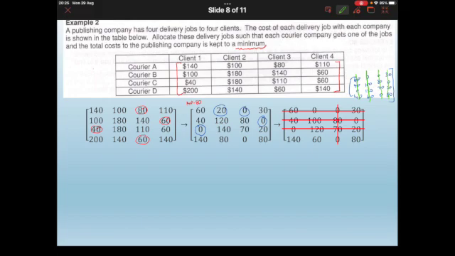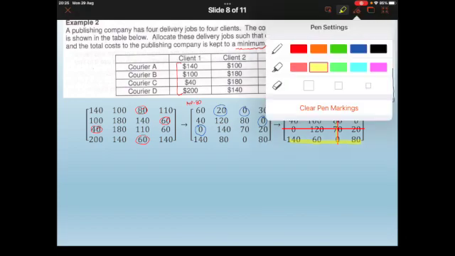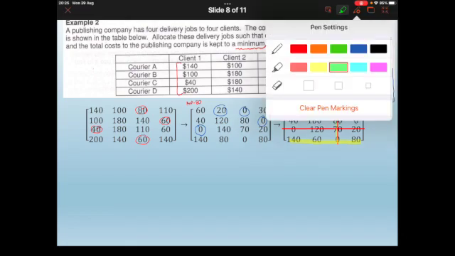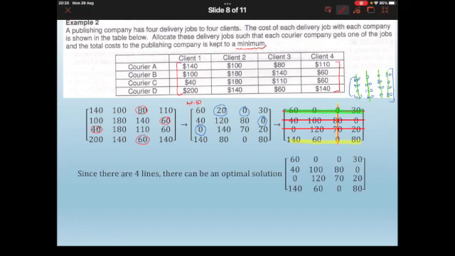Of course, you can do 4 horizontal lines as well. There's nothing wrong with that. So just make sure that you do not double cross, as in you do not cross here, and then cross this one again, because there's only 1 zero here. You're crossing 1 zero. All right, here it's okay, because you cross out 1 zero, you need to cross out another zero. So that is fine if you do it that way. All right, so since there are 4 lines, there can be an optimal solution.